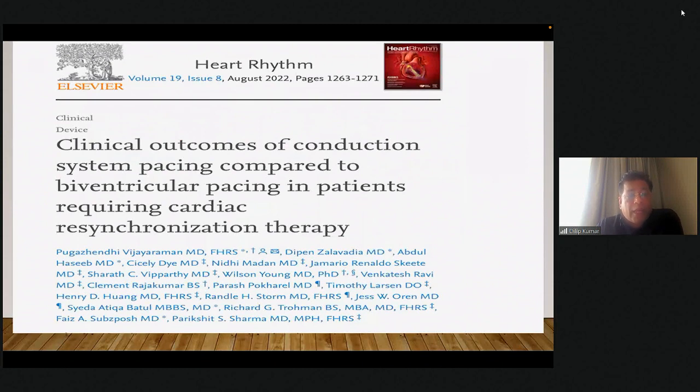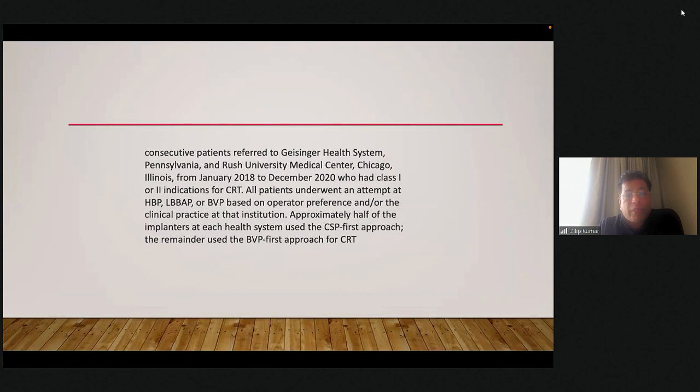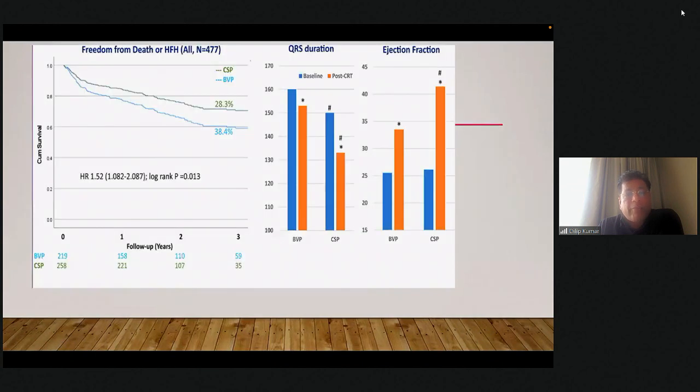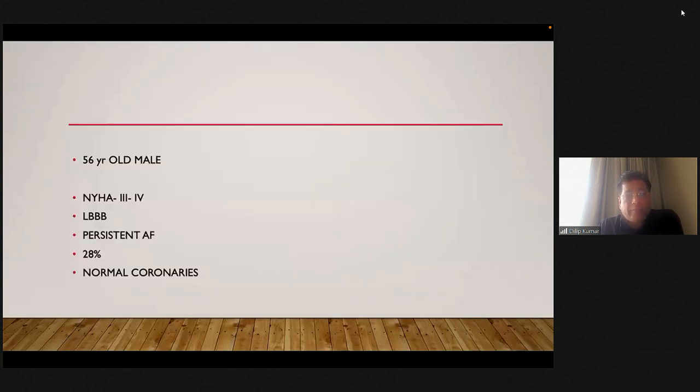And this was a very large study from the left bundle branch pacing collaborative group. Dr. Sanbuga also contributed a lot of cases here, and here it was more than 1,000 patients, which clearly showed freedom from death or heart failure hospitalization was also significantly different when CSP was used in lieu of biventricular pacing. So we are gaining evidence in terms of observational studies, registry data, meta-analysis, and a few RCTs as well.